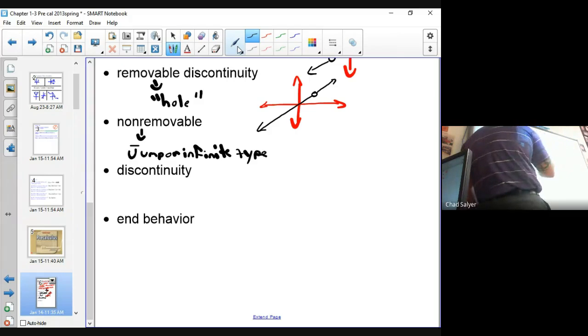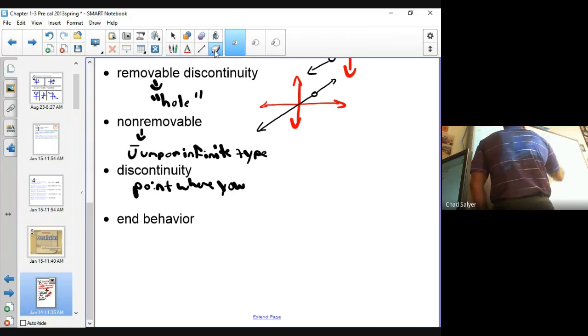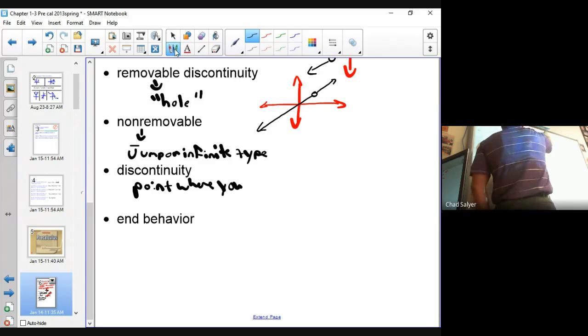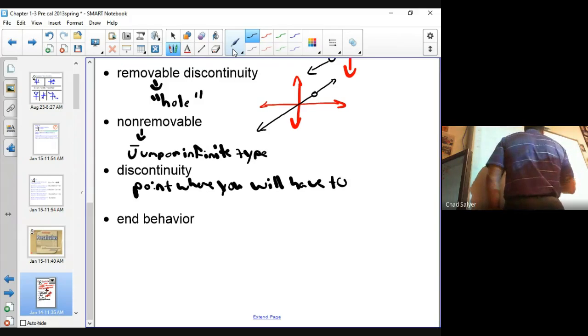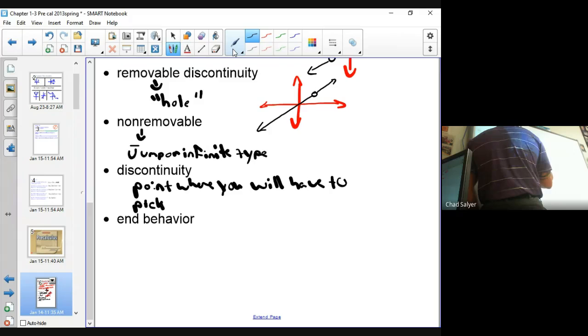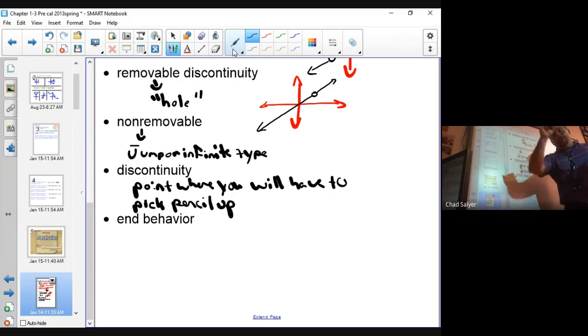And then this is kind of redundant. We've been talking about these. So a discontinuity is a point where you will have to pick up your pencil to graph a function. So it's an x value on the graph where you either have to jump, go to positive and negative infinity, or you will have a hole. So you'll have to skip a point.